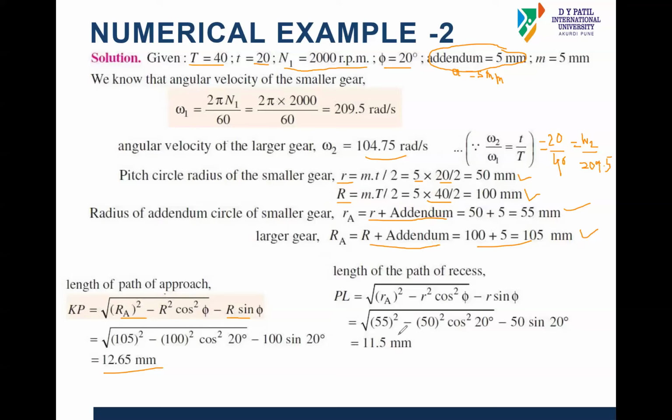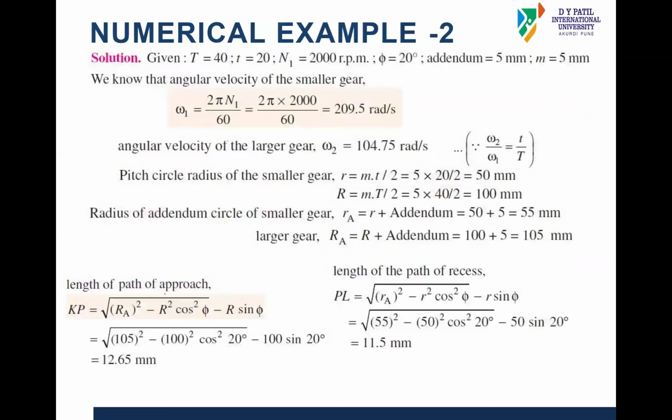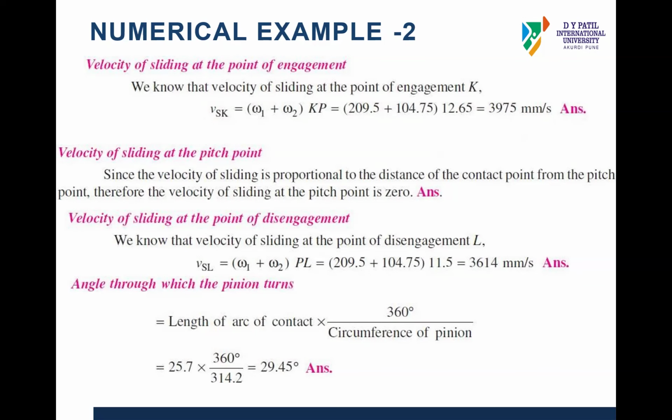Similarly, path of recess is under root of r a square minus r square cos square phi, minus r sin phi. That is 55 square minus 50 square cos square 20, minus 50 sin 20. So this PA value will be 11.5 mm. In this way, we can calculate path of approach and path of recess. Then next, we have to find out the total length of path of contact, which is the addition of both the approach and recess.